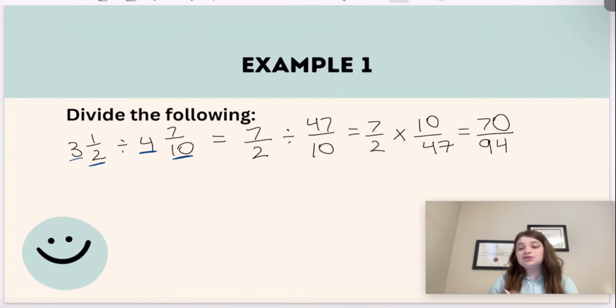And then I'm going to reduce this if possible. I notice that both of these are even numbers, so I can divide the numerator and the denominator by 2. And if I do that, I get 35 over 47.